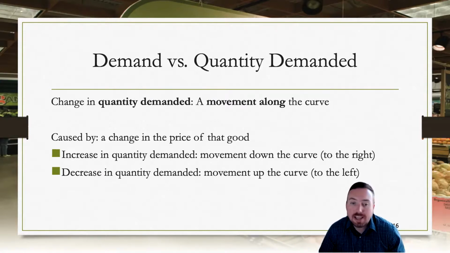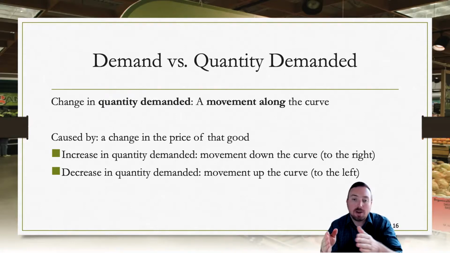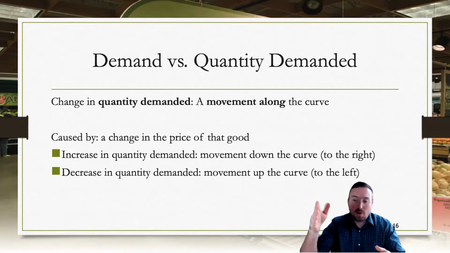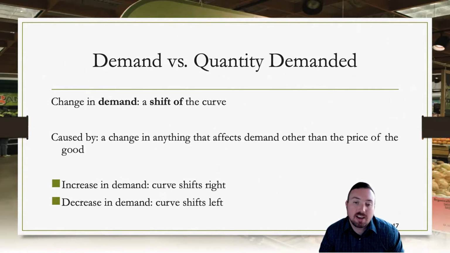So if there's an increase in quantity demanded, we're moving down the curve, okay? So price is going down, we're moving along the demand curve, right? So quantity demanded is going up as price goes down. As price goes up, our quantity demanded is going to decrease. We're going to reduce the amount demanded. So again, we're just moving up and down the demand curve. And I'll show you an example in just a second.